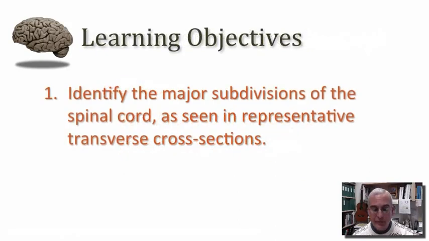And our learning objective for today is that I want you to be able to identify the major subdivisions of the spinal cord as seen in representative transverse cross-sections. So this requires enough familiarity with the internal anatomy of the spinal cord that we can view in cross-sections, so that you can understand what level of the spinal cord is in view and what are the important gray matter and white matter structures that we can find there.